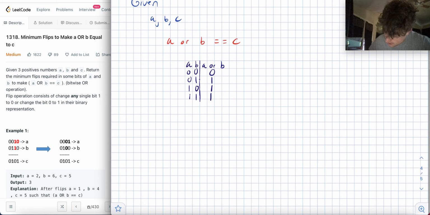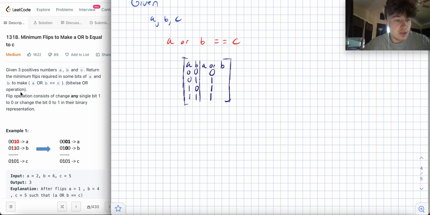Okay, so this is the fundamental truth table that you should probably know if you're going to be approaching a problem that talks about OR operations or AND operations or XOR operations or whatever. You should probably know your truth tables, okay?